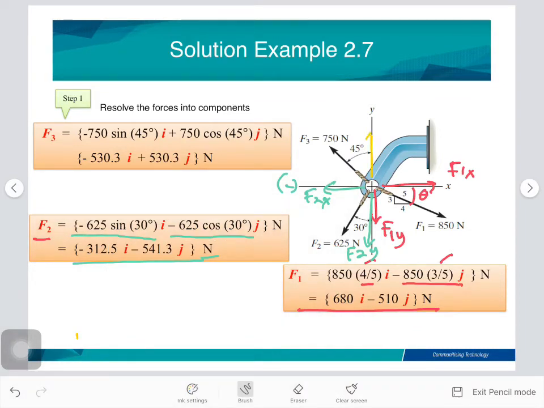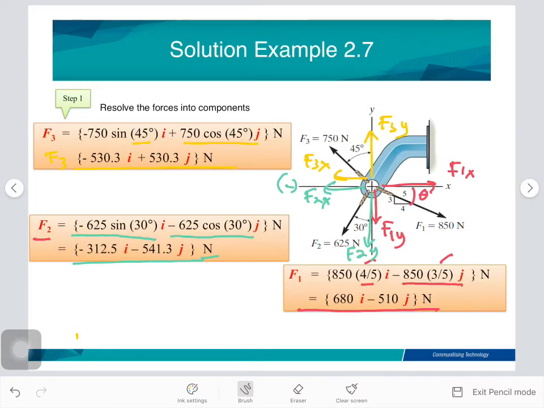Okay, and the last one is for F3. So here is your F3y and this is your F3x. So F3x is negative. So you must write negative 750 sine 45 I plus 750 cos 45 J Newton. So you can write F3 is equal to negative 430.3 I plus 430.3 J. So what is the next step?